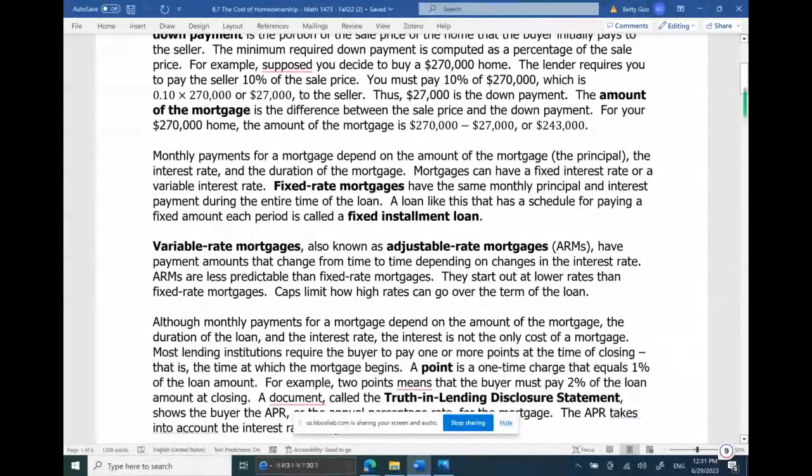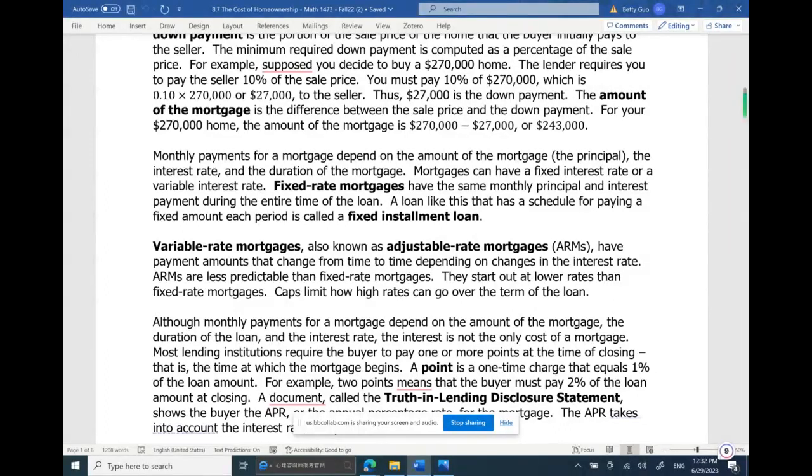For paying off your home loan, there are many different types of mortgages. The most basic two: one is a fixed rate mortgage, the other is ARMs, the famous ARMs. A fixed rate mortgage has the same monthly principal and interest payment during the entire time of the loan. So every month you pay the same amount of money, and we call that a fixed installment loan. The problems we encounter in this section are all fixed installment loans.